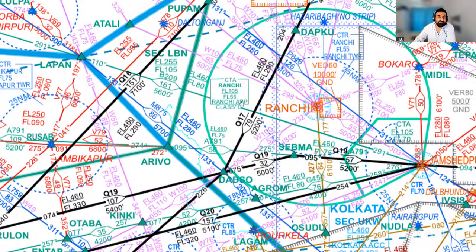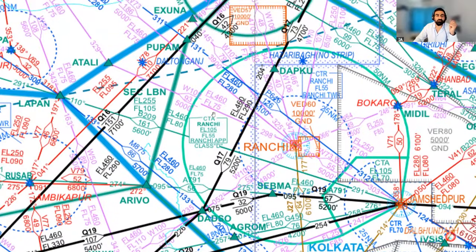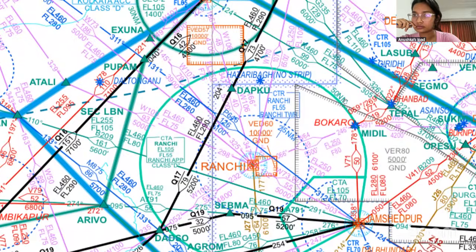So here, you will speak to Ranchi approach when you are within this radius. Whenever you have a circular radius, it will be mentioned what the distance of this radius from the center is. Do you see this 50 nautical miles? So from the center, this is 50 nautical miles. Here you will be speaking to Ranchi approach.